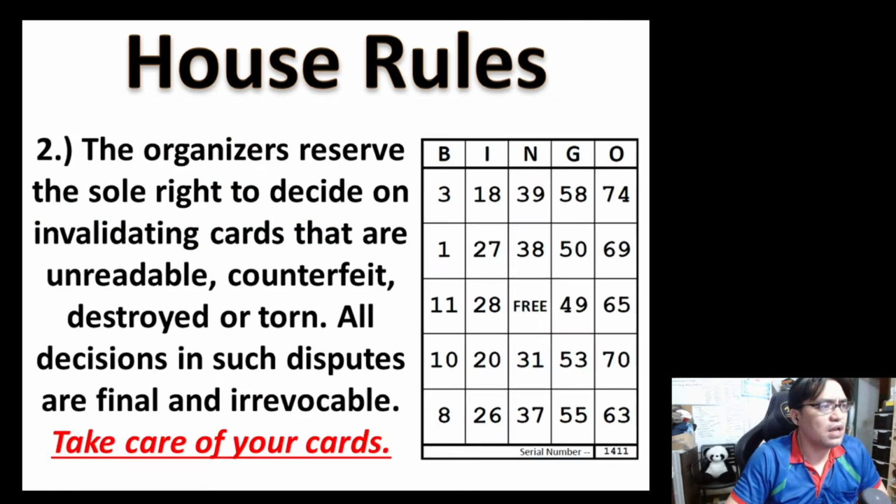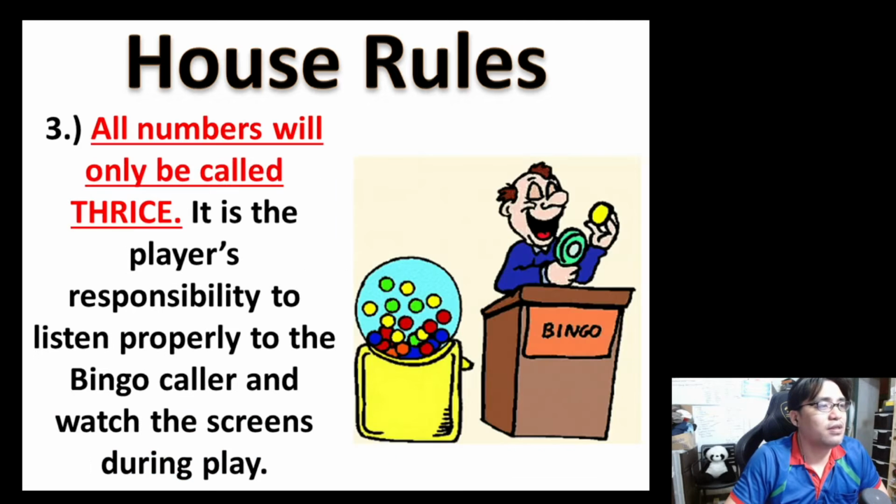So house rule number 2. The organizers reserve the sole right to decide on invalidating cards that are unreadable, counterfeit, destroyed, or torn. All decisions in such disputes are final and irrevocable. Take care of your cards. House rule number 3. All numbers will only be called thrice. It is the player's responsibility to listen properly to the bingo caller and watch the screens during play.